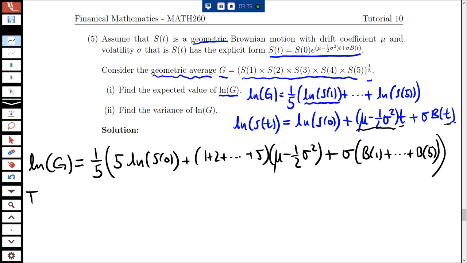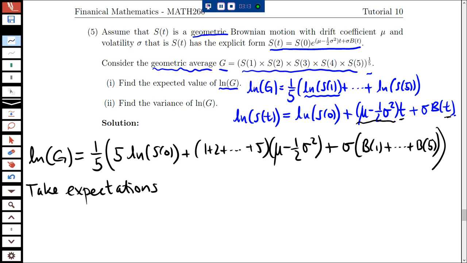So let's do that. So take the expectation of both sides, the log of g, expectation of that thing. Okay, so let's calculate. Okay, so we have a constant at the front, which is 1/5 of 5 log S0. The 5 and the 5th one cancel, giving us log of S0.